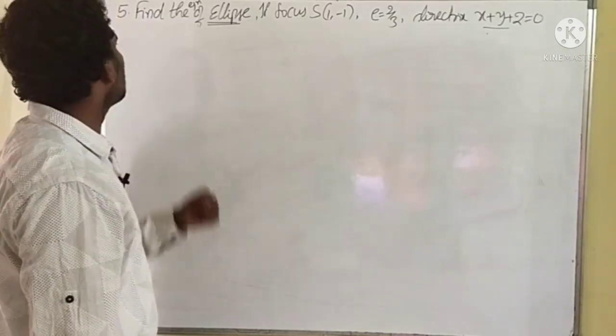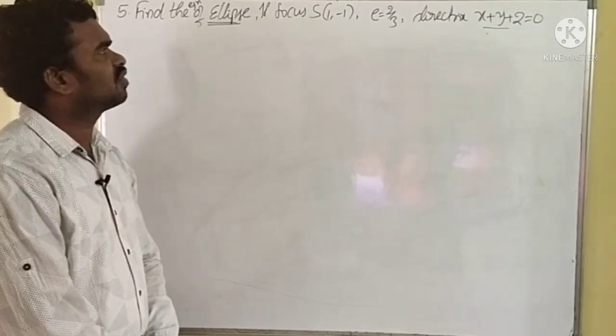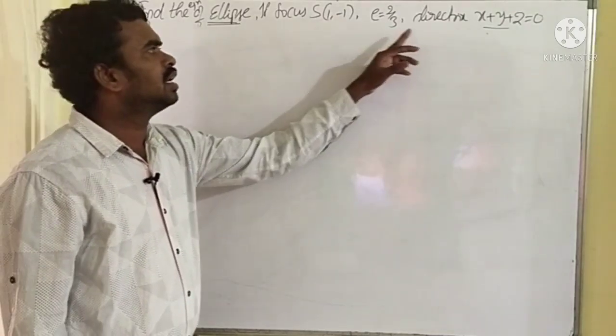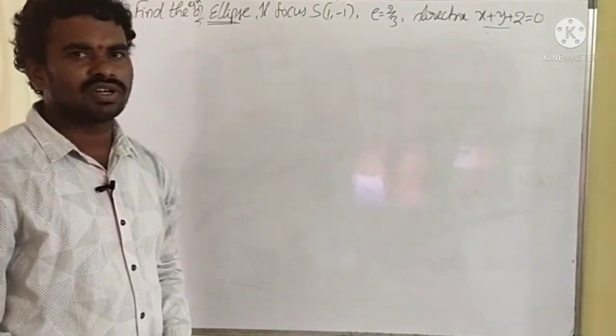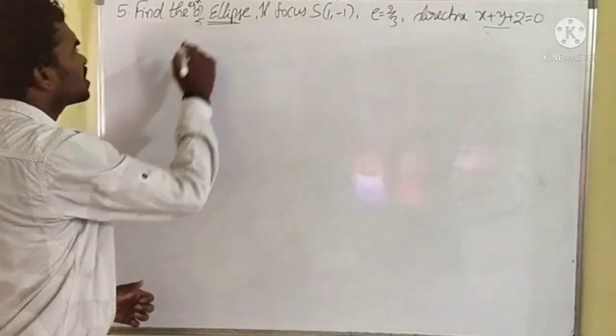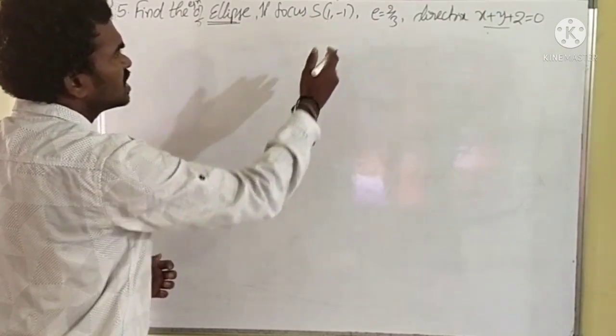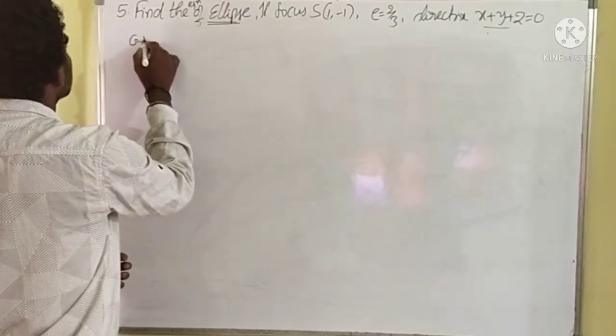Okay, find the equation of the ellipse if the focus is (1, -1), e value 2 by 3, e means eccentricity, and the directrix is x + y + 2 = 0. Okay, we should find the ellipse equation. So what is given? Focus is given, eccentricity is given, directrix is given. Just write the given terms as they are.